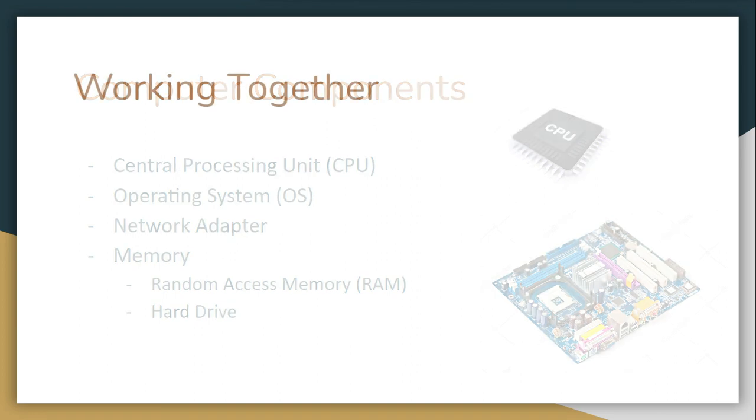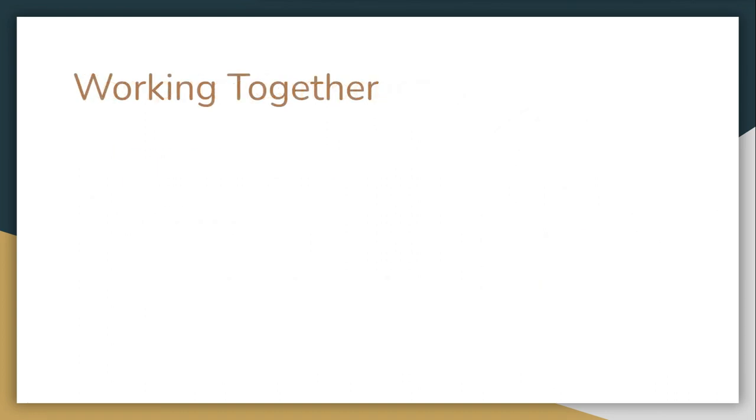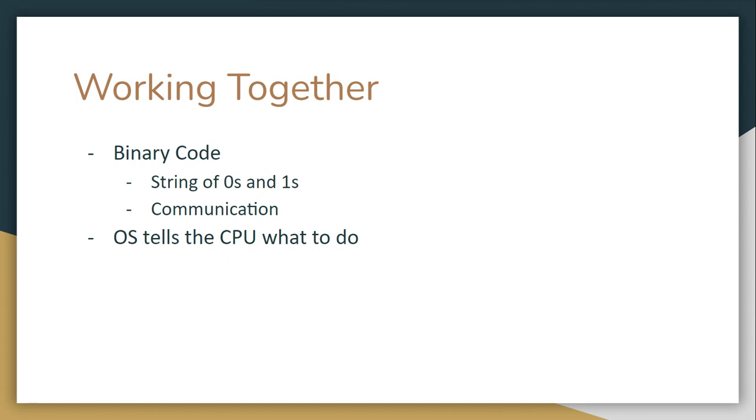All of these parts of the computer system work together by communicating in binary code, which is a string of zeros and ones that tells the system what to do and what information to display. The OS uses binary code to tell the CPU what to do, which can be anything from running programs to transferring data to processing word inputs.